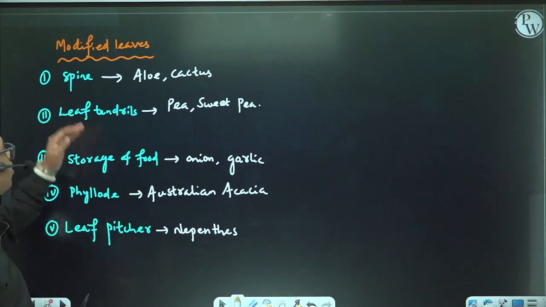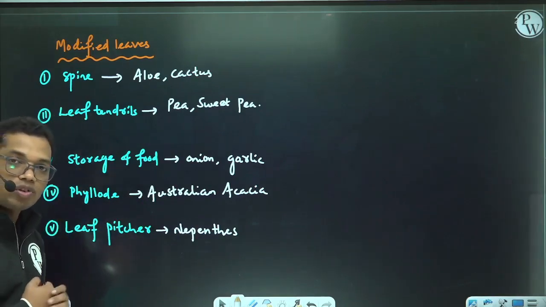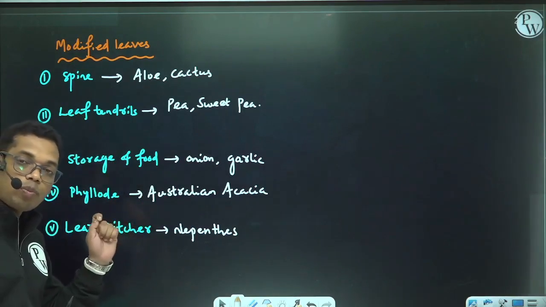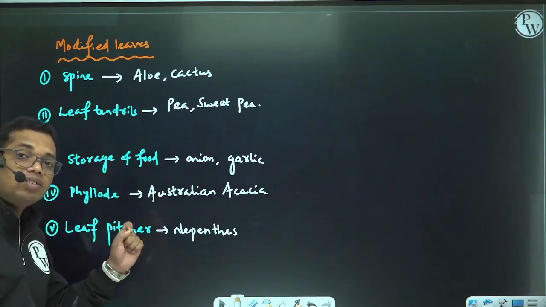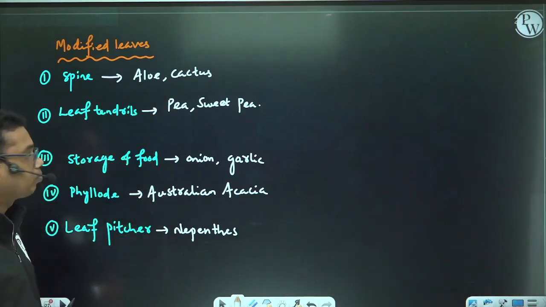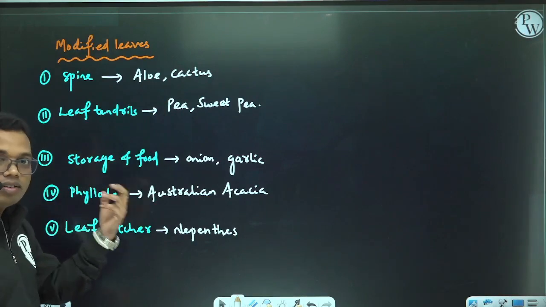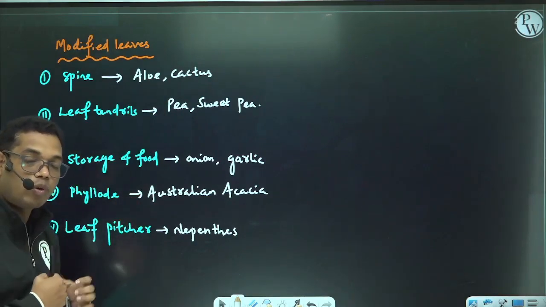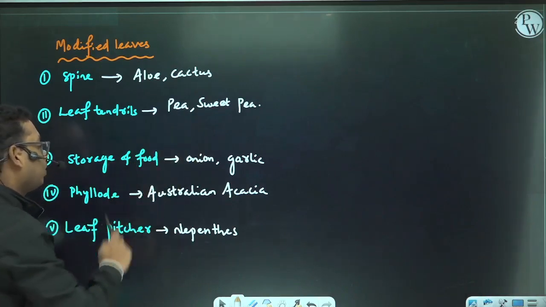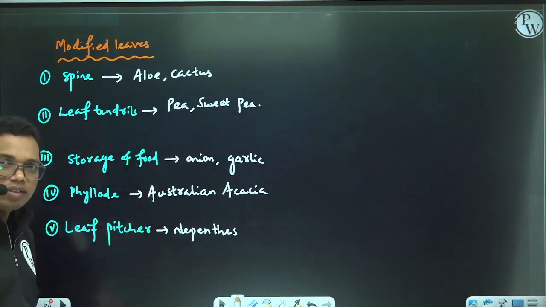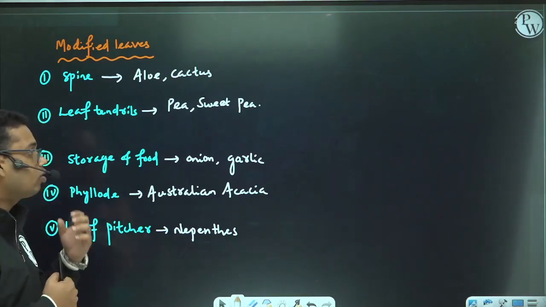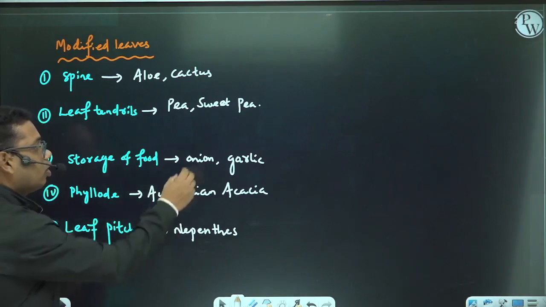So what is spine? Spine is a pointed structure, and that is a modified leaf. Thorn is also a pointed structure, and that is a modified stem. Spine is a modified leaf, and this is found in plants like aloe and cactus. Leaf tendril is a spiral structure which is meant for providing support to the plant. This is found in pea and sweet pea. And in some plants the leaf becomes fleshy, and it helps in storage of food, and the examples are onion and garlic.